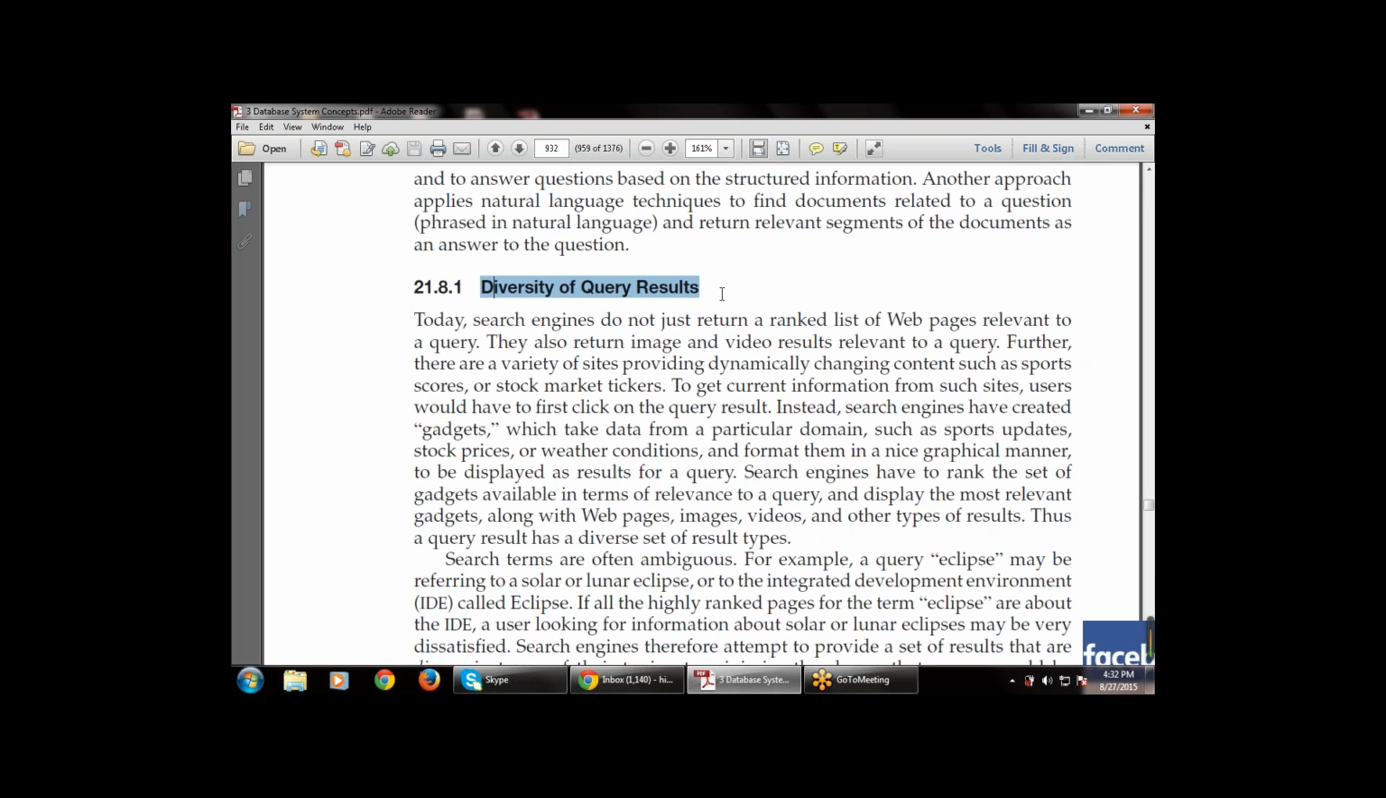The next topic is diversity of query results. The query results are diverse in the forms by which we can enter or receive the data. Today, search engines do not just return a ranked list of web pages relevant to a query. They also return images and videos relevant to the query. So if I'm seeking some information from Google, then the images and videos, everything is available with respect to the query.